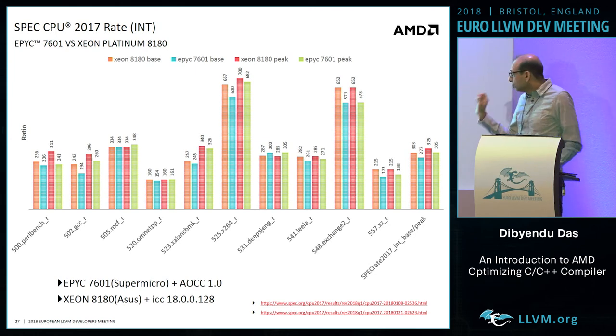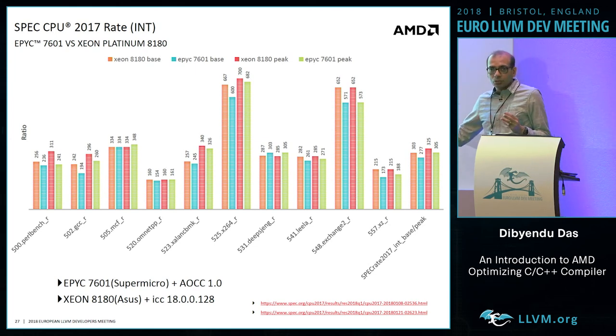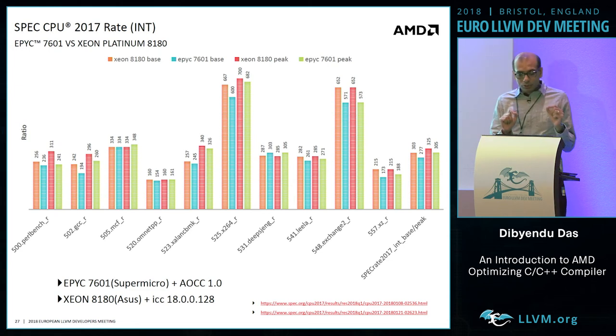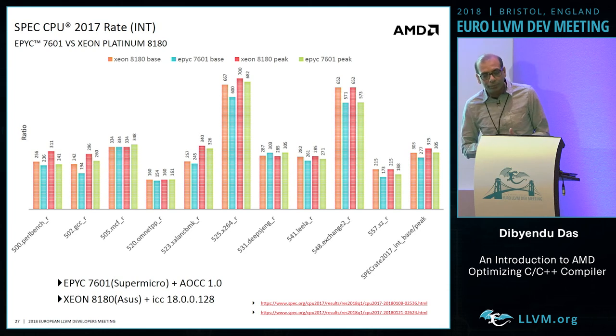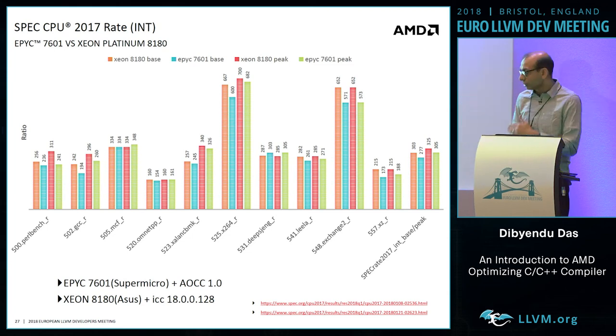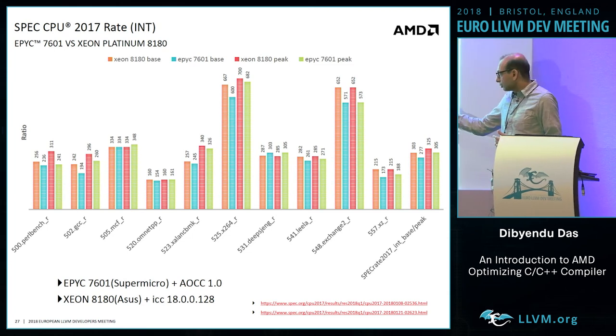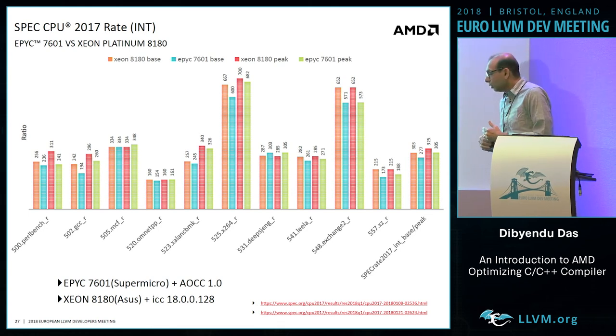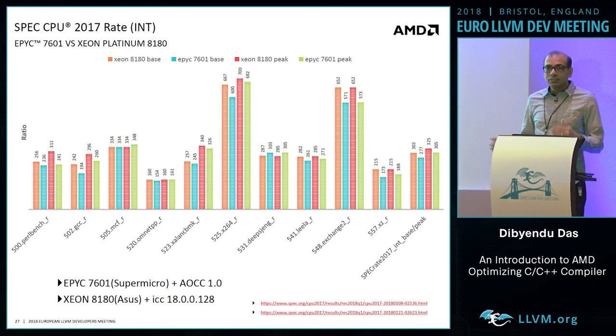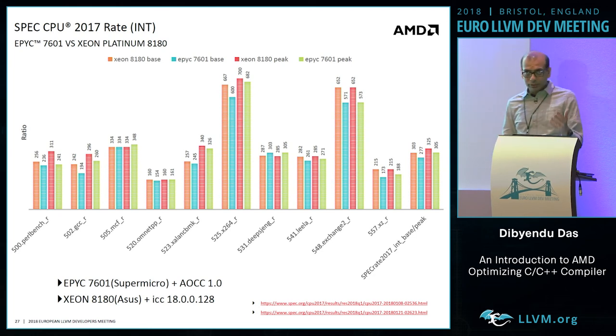So this uses EPYC 7601 from Supermicro using AOCC 1.0. AOCC 1.0 was released last May, and at that point it was synced with LLVM 4, which had been released a few months back. So that was the result at that time using AOCC 1.0, compared with Xeon 8180 on an ASUS with ICC's latest compiler, ICC 18, which was released last year around August.